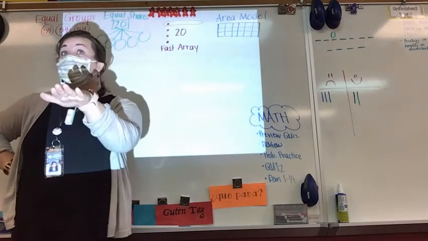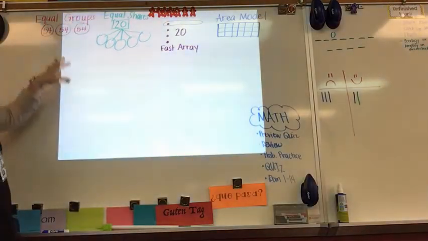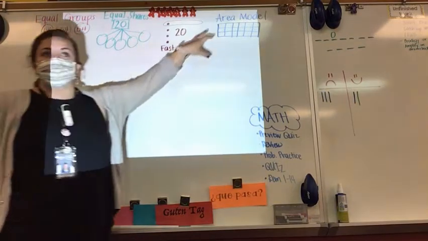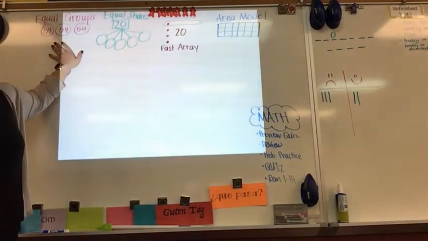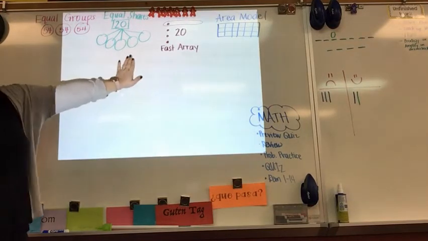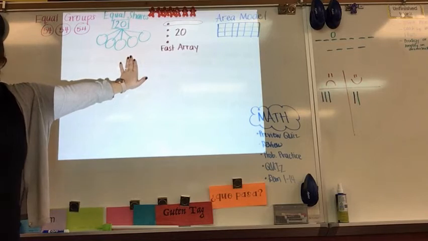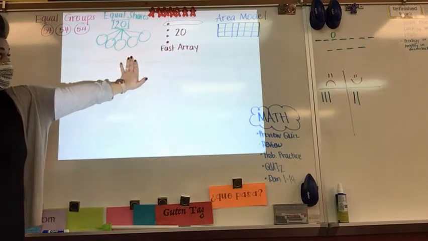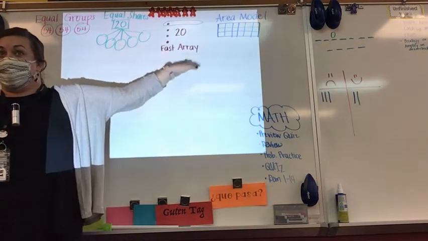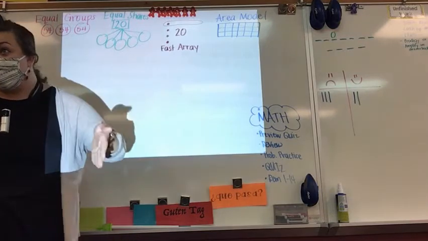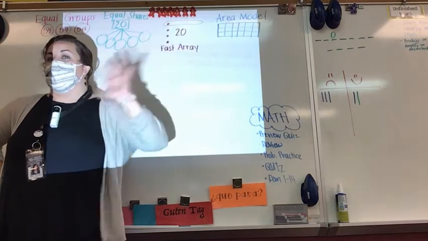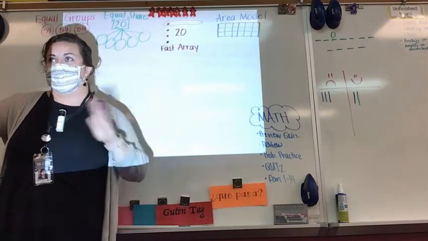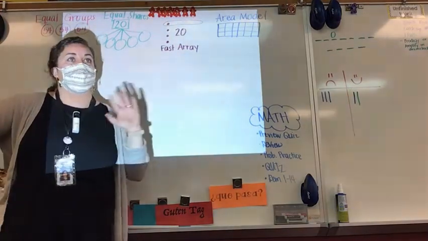Every single story problem, I want you thinking about what problem type is it? Is the problem giving us an example of equal groups where we don't know the total? Is it giving us an example of equal shares where we do know the total but we're splitting it into equal groups? Is it a fast array where it's in rows or columns? Or is it an area model where we're trying to find area, the space inside?